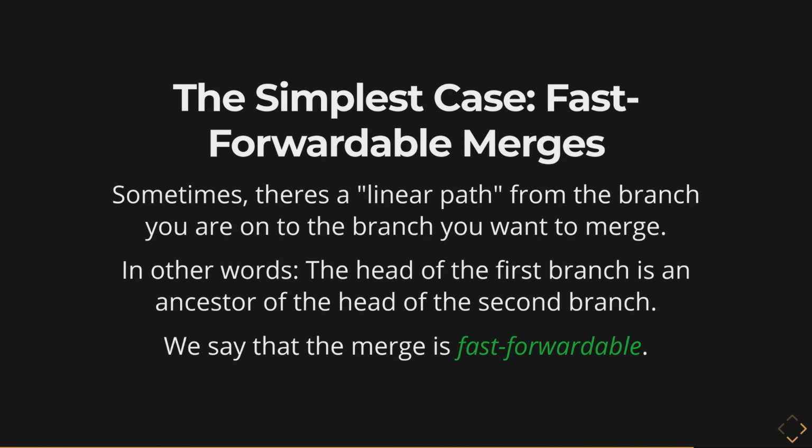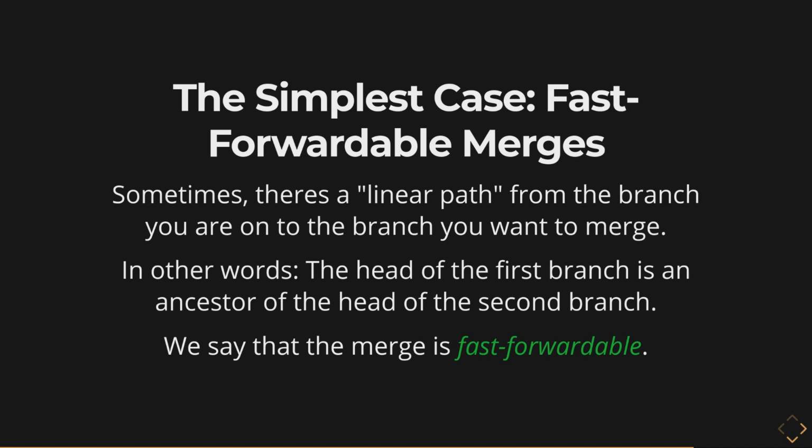Before we look at merging in its absolute generality, we're going to look at a very simple case. We're going to look at the base case of how merging can be done. And that's the case when there's a linear path from the branch that you are on to the branch you want to merge. We're going to look at this in real life, at an example of how this works. So if this seems a bit abstract to you right now, don't worry. I'll show you what this means.